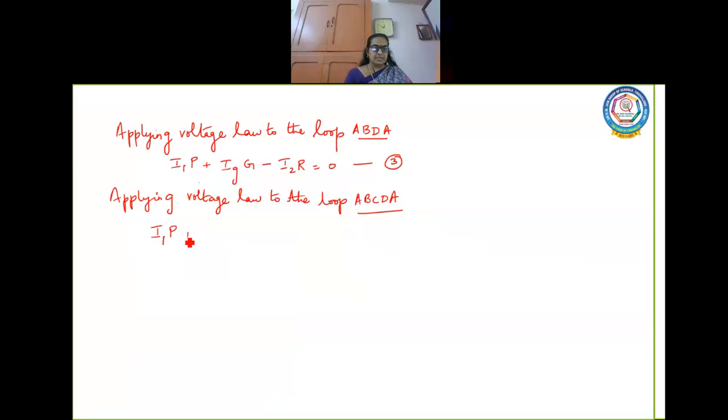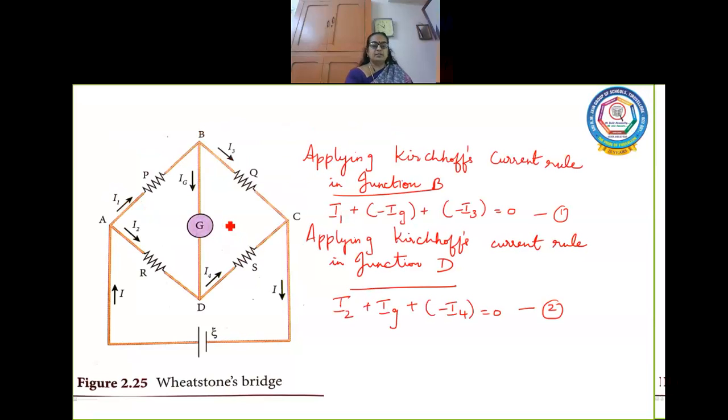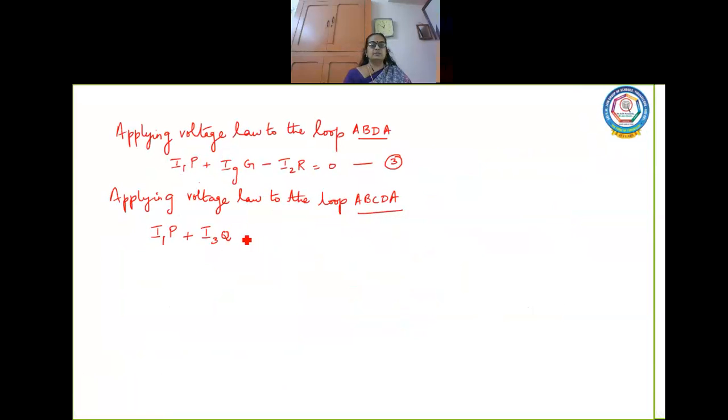So I will write I1P plus I3Q. Look at the value of the current here, it is I3Q. Next, minus I4S. Refer to your diagram, children. Minus I4S minus I2R equal to 0. So, this is my equation 4. Now, go back to the diagram.